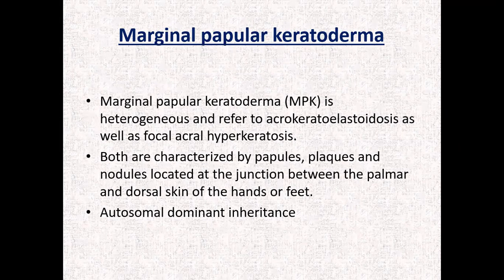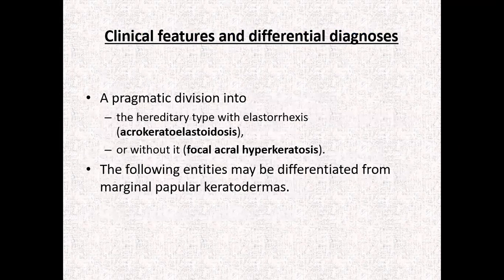Marginal papular keratodermas. These keratodermas, as the name signifies, are characterized by involvement of marginal skin. There are two types, referred to as acrokeratoelastoidosis as well as focal acral hyperkeratosis. Both are characterized by papules, plaques and nodules located at the junction between the palmar and the dorsal skin of hands and feet. It has an autosomal dominant inheritance.